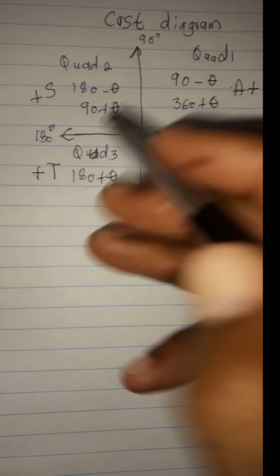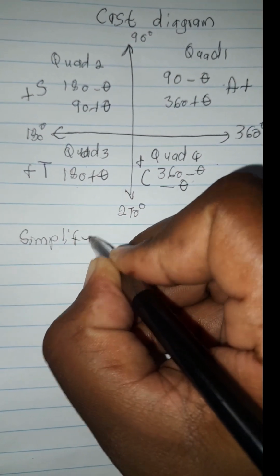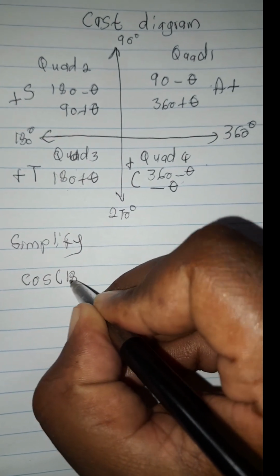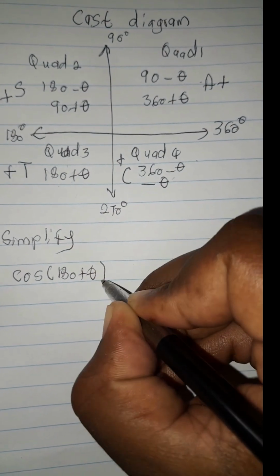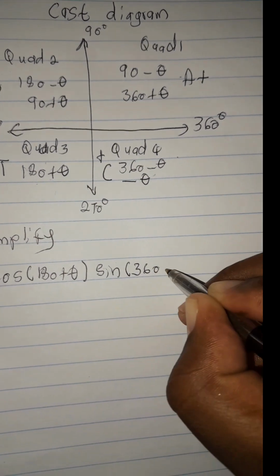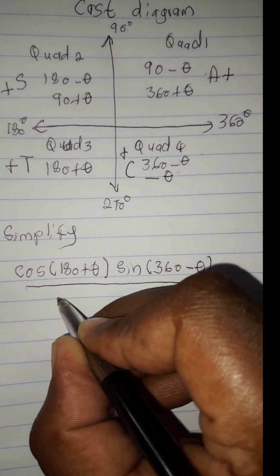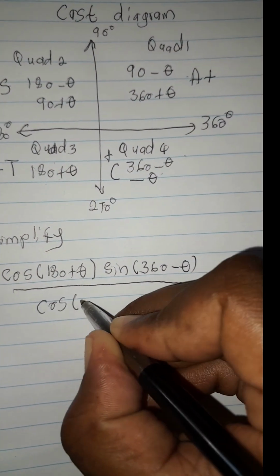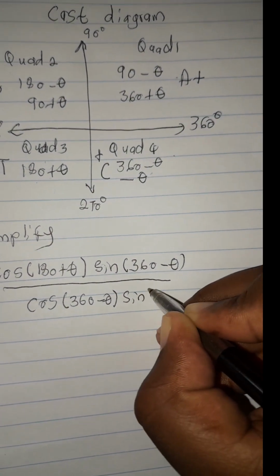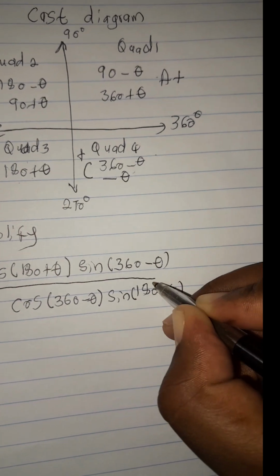Let's keep winning. Consider this. You are required to simplify this expression. We're given cos(180 plus theta) times sine(360 minus theta), divided by cos(360 minus theta) times sine(180 minus theta).